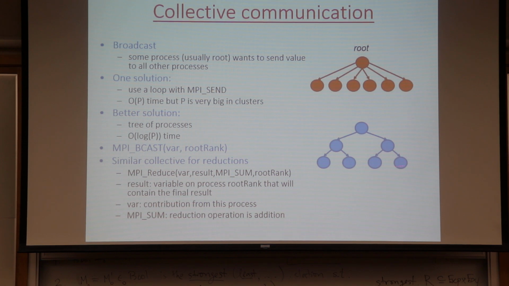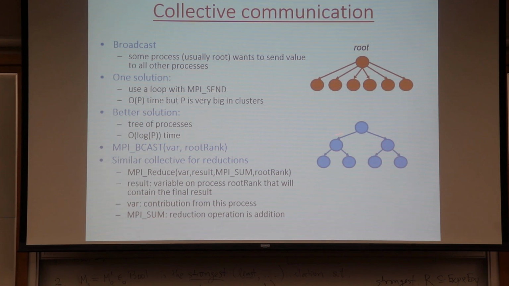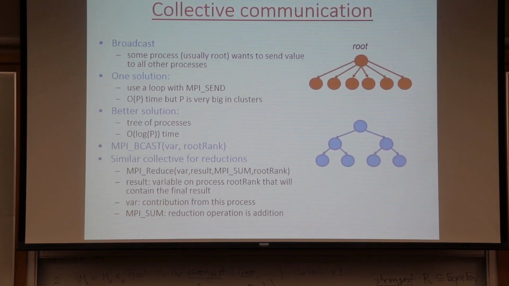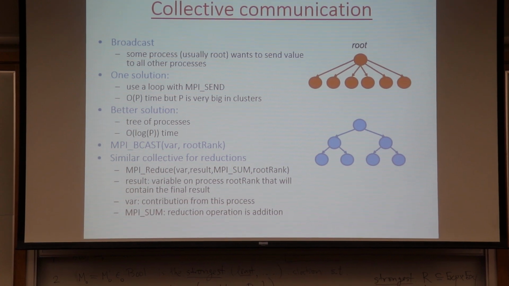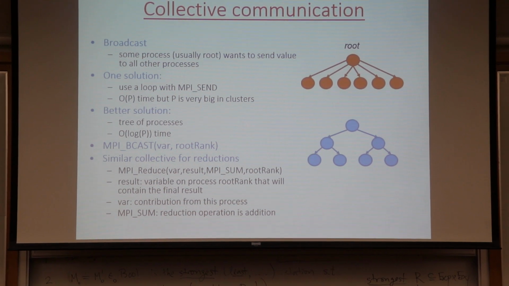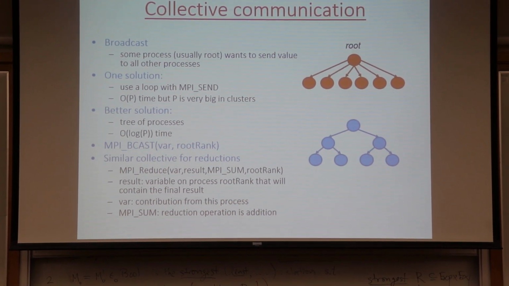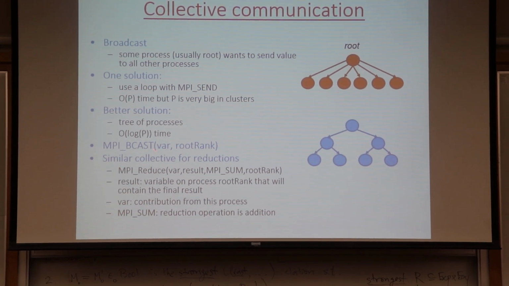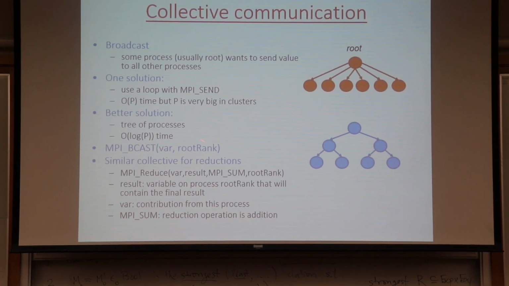So the way to do it is you actually create a tree of these processes. So this guy only sends it to 2 guys, and then these guys forward it, and so on. So in log time, you can essentially do the broadcast. And so MPI has a construct for this, so you don't need to worry about it. Basically, this is the variable that needs to be broadcast, and this is the guy who's going to do the broadcast.